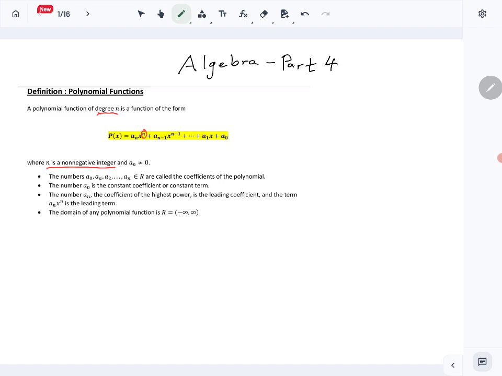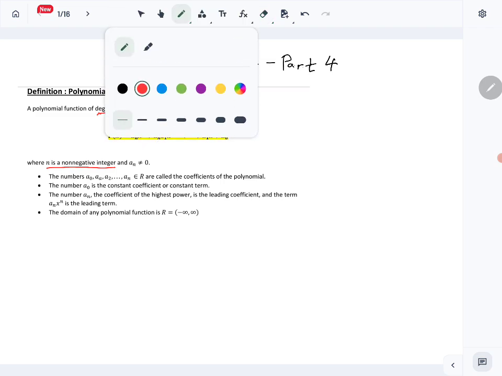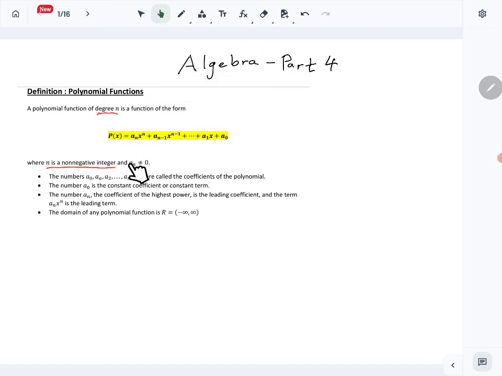N is what? N is a non-negative integer. That means either 0 or any positive integer. N cannot be a fraction or negative. It has to be a non-negative integer. So these powers are all positive powers or zero power. Zero power means the constant term.